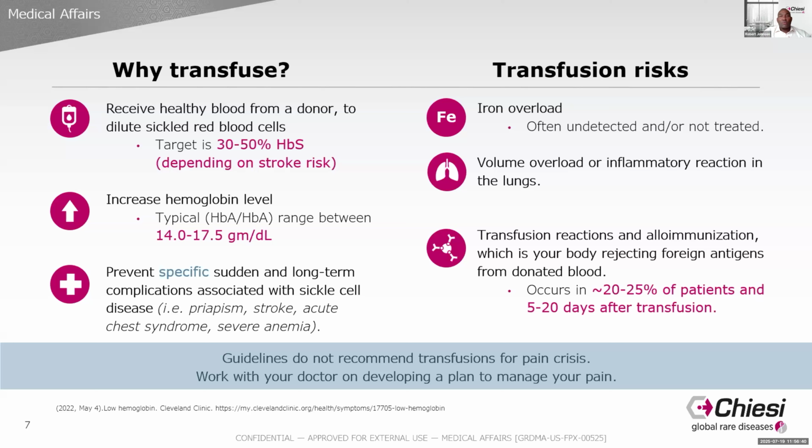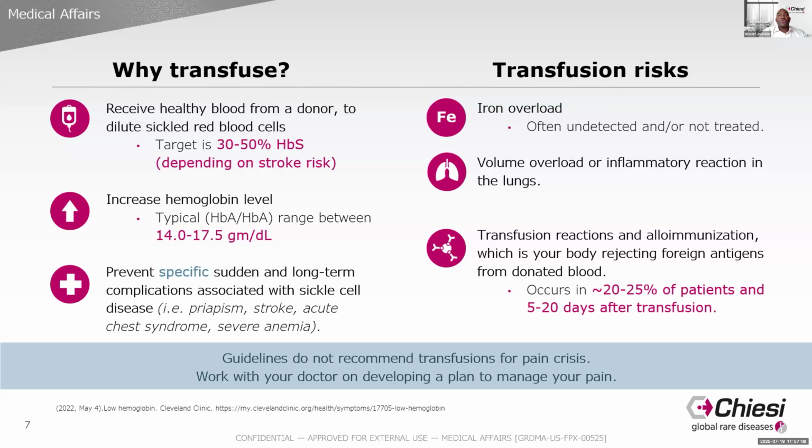So as we've spoken, and what the focus is here, is iron overload, which occurs through multiple transfusions. But also there's something called volume overload and inflammatory reactions in the lungs. This occurs when you're given really too much blood, and the transfusions are superseding what your body can take. Again, these are rare events that occur, but they can occur, and I just want you to be aware of them.